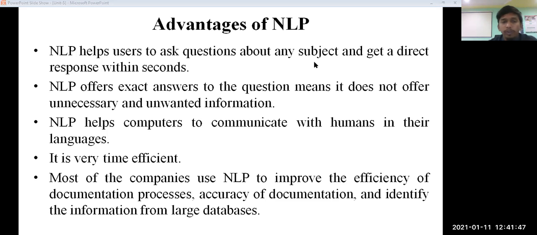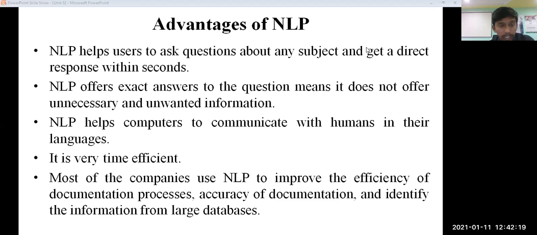So NLP offers exact answers to the question, which means it does not offer unnecessary and unwanted information. If you take real world applications like chatbots, it will try to give you only answers according to your question. And you might also be interested in Google Assistant. Many of you, whenever you are bored, ask unnecessary questions and check whether Google Assistant is working well or not. Likewise, whenever you ask for some information, it only gives you information according to that.